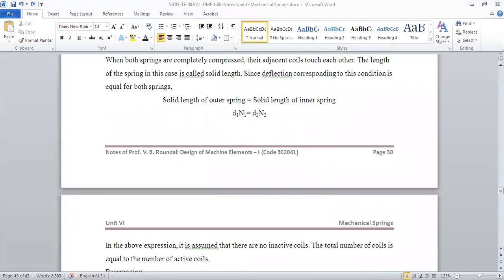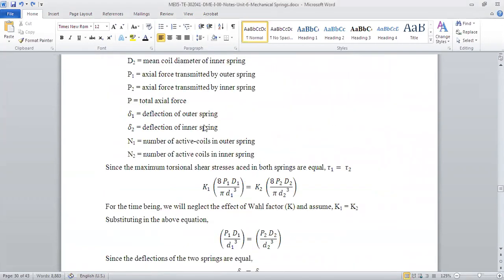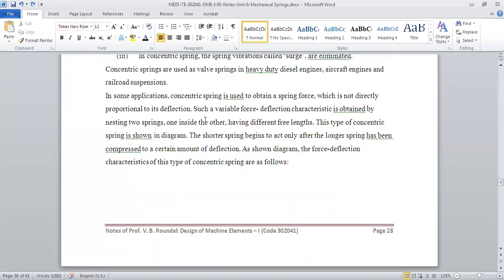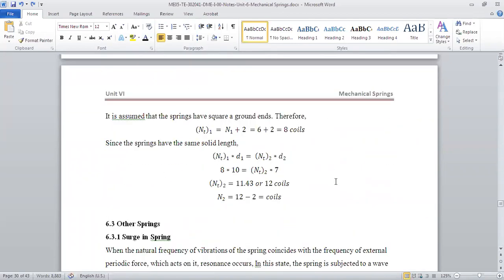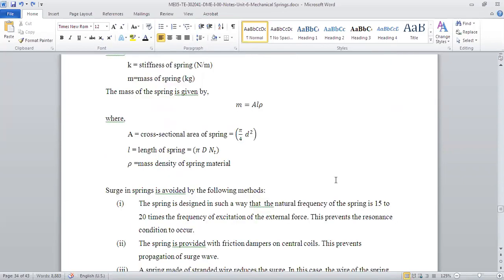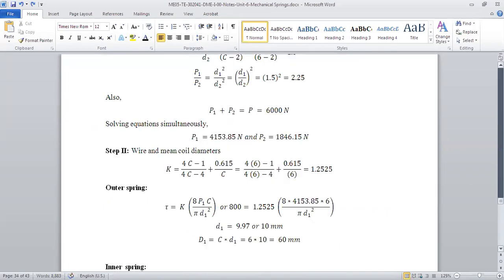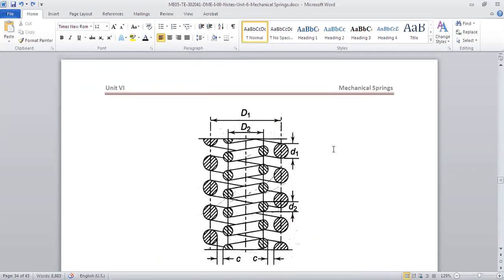So we would like to finish today. Let me quickly see, because only two topics will remain. Today we'll finish concentric springs and surge in the spring. But since we have a few more minutes left, I will go ahead with the design of the concentric springs, because we have to finish the concentric springs as well as surge in the springs. What is surge in the springs? We have to work on that also today. Okay, I will start and then we'll take a few minutes break.